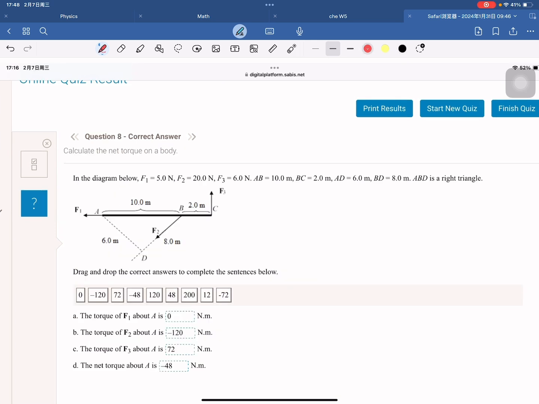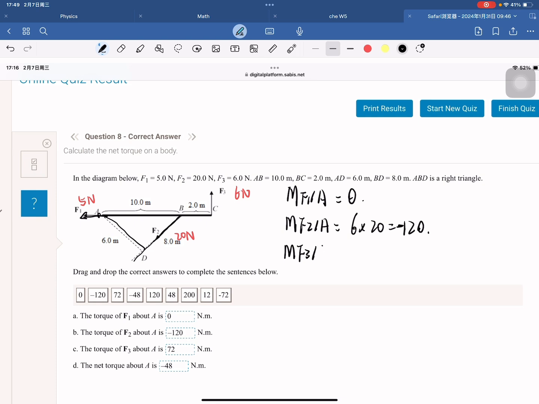Question 8. So F1 is equal to 5, F2 is equal to 20, F3 is equal to 6. We need to find the moment of F1 on A. Because F1 is on the same line of point A, it's equal to 0. Then F2 on A. The perpendicular distance of F2 from point A is equal to 6. So 6 times 20 is equal to 120. But F2 is moving clockwise, so it's negative.